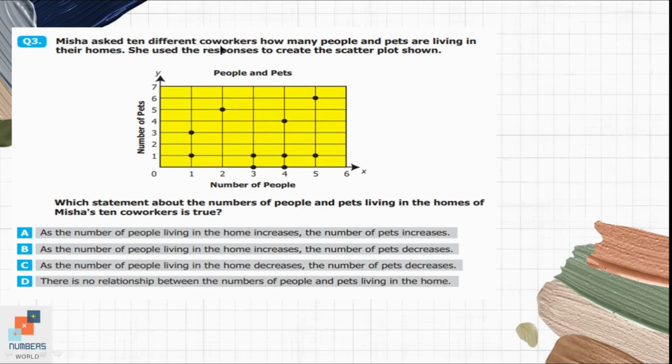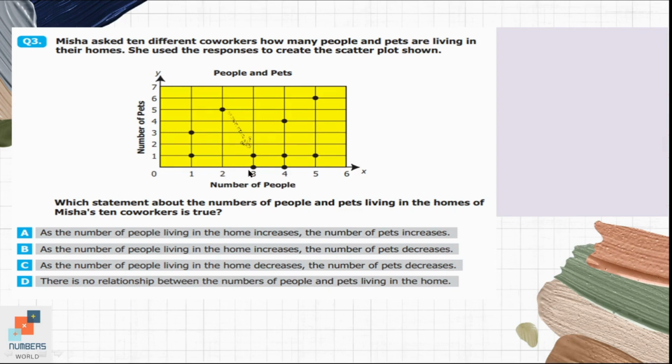Question number 3. Misha asked 10 different co-workers how many people and pets are living in their homes. She used the responses to create the scatter plot shown. Which statement about the numbers of people and pets living in the homes of Misha's 10 co-workers is true? Option A is: as the number of people living in the home increases, the number of pets increases. If we look at our x-axis, which is representing the number of people, and go from 2 to 3, the number of pets is decreasing from 5 to 1. So option A is incorrect.